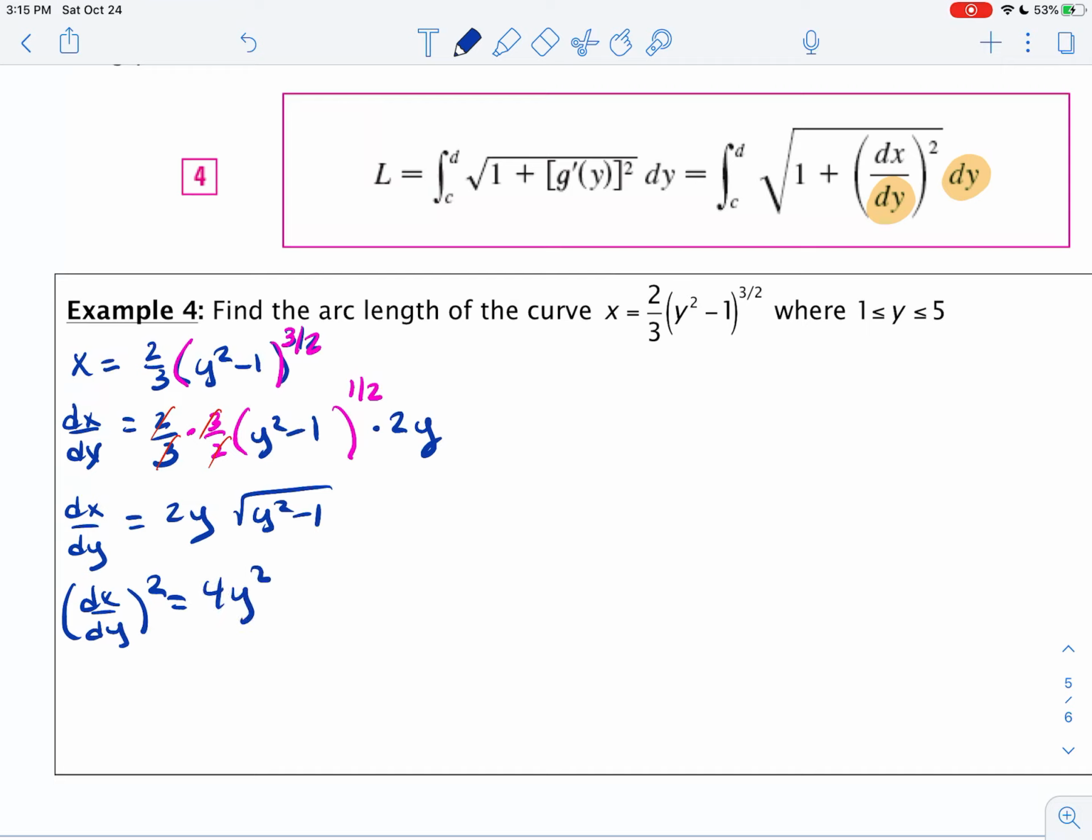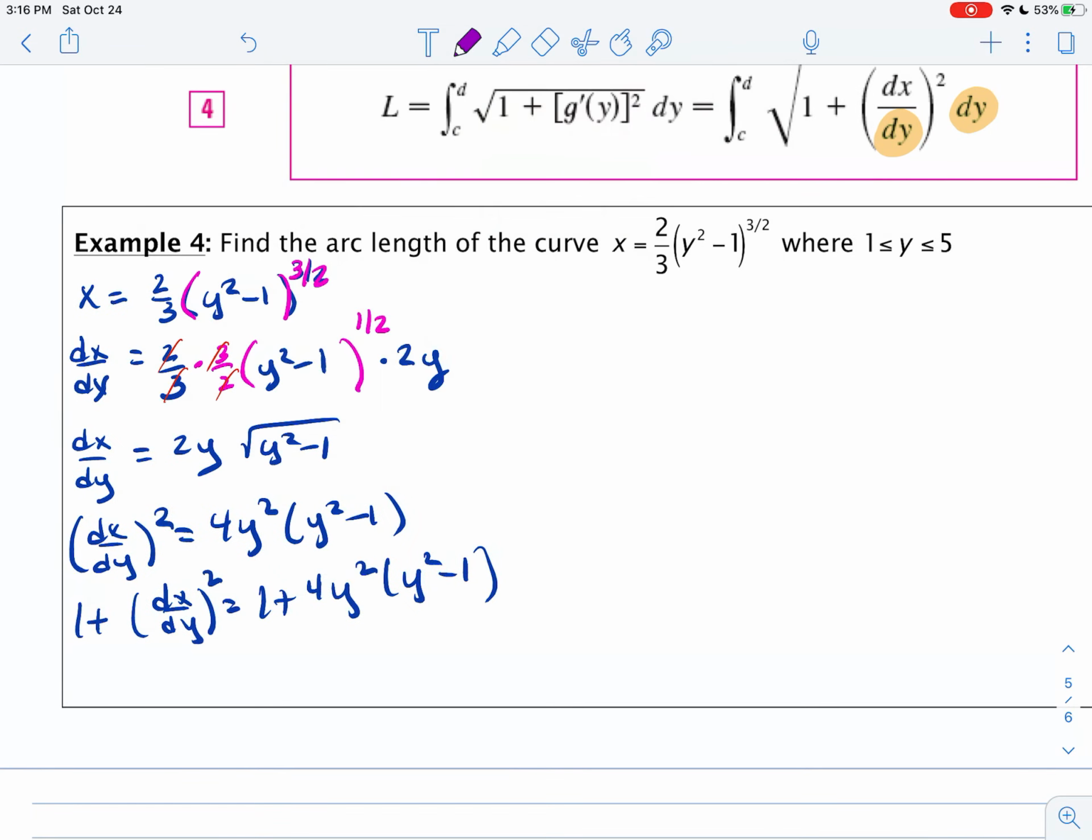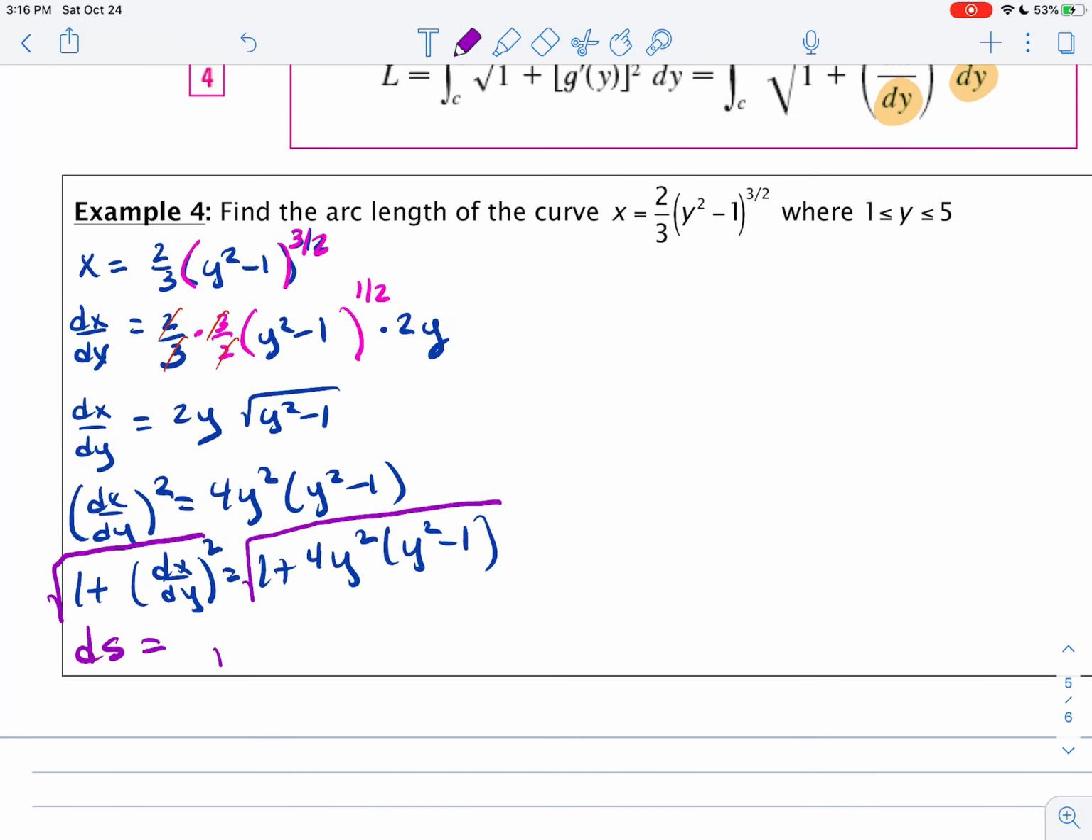And squaring that, 2y times 2y is 4y squared. And the square root of y squared minus 1 squared is just going to be y squared minus 1. And then my next step is going to be, let's add 1 to my dx dy. And that's going to be 1 plus 4y squared times y squared minus 1. And I know that my next step is going to be to take the square root, so I'm going to start simplifying that underneath. If I do take the square root here, that looks like something that I don't really want to integrate, or it might be difficult to find in a table entry. So I'm going to start expanding that, right?